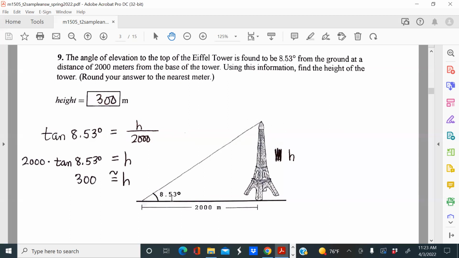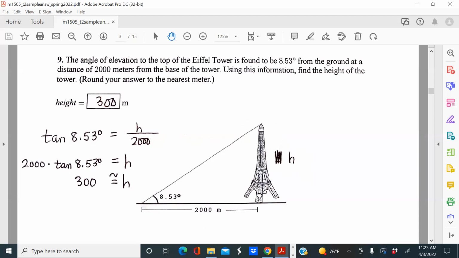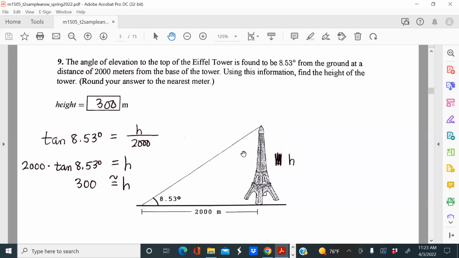Now, of course, this is not a special angle, so you will need your calculator for this problem to finish computing the height. You won't be able to compute the height exactly, correct? All right, so what trigonometric ratio can we use? Well, the h here, the height of the Eiffel Tower, this unknown h, is the length of the side opposite the 8.53 degrees, right? And we know the length of the side adjacent to the 8.53 degrees. That's this 2,000 meters along the ground here.